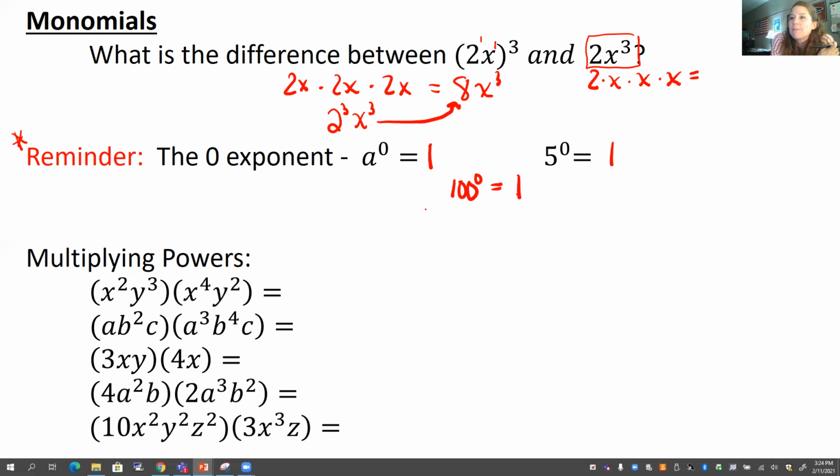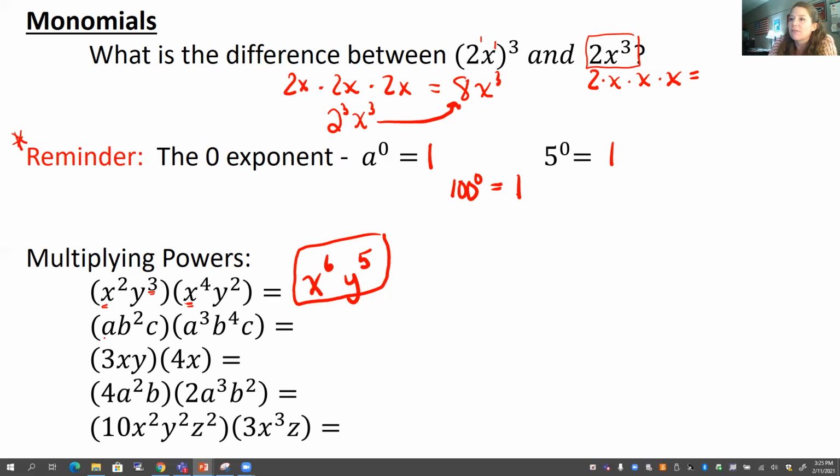So when you're multiplying powers together, you take numbers that have the same base, and the rule is you add those exponents together. So x squared, that's a base, times the base of x to the fourth. So the bases are the same. So basically we have a total of 6 x's here. X times x times x times x times x times x is basically x raised to the 6th power. And then we have the base y times the base y. So 3 plus 2 is 5. So that is the answer to these two monomials being multiplied.